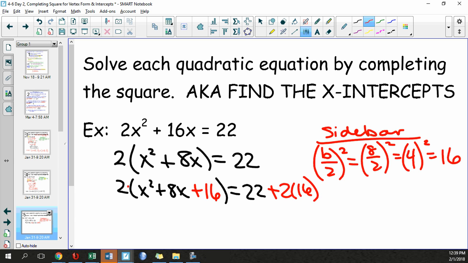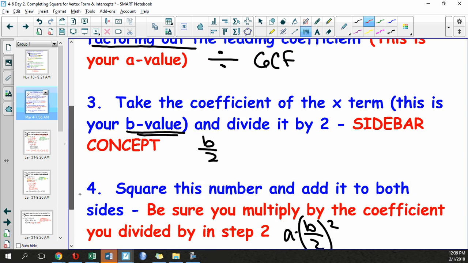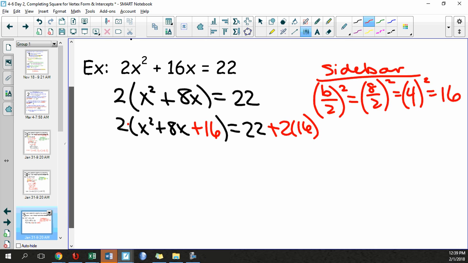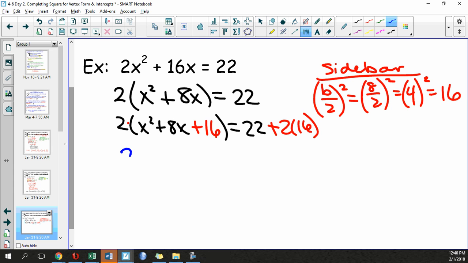So in your notes here, where I wrote this right here, I put a times b divided by 2 squared. Do you understand where that came from now? Yes? Do we all understand why I said a times b divided by 2 squared? Okay? Because that's what we are officially doing. I added 2 as my a, and 16, it comes from the b divided by 2 squared. Okay? So now, I am going to drop down the 2, and what do these 3 terms turn into? X plus 4 quantity squared.